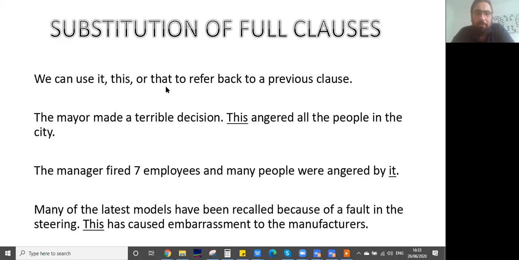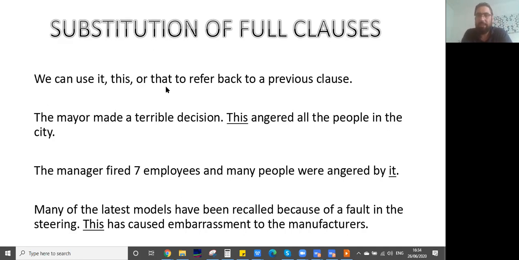So here, what do we have? We have the mayor made a terrible mistake. Okay. Now we're talking about something a little bit different. So now we're taking a look at the whole clause. A clause is a subject and a verb, and if it is followed up by a complement, yeah? So we can use it, this, and that to refer back to a whole clause. Here we have some examples of this being done. So we have the first one: the mayor made a terrible decision. This angered all the people in the city.